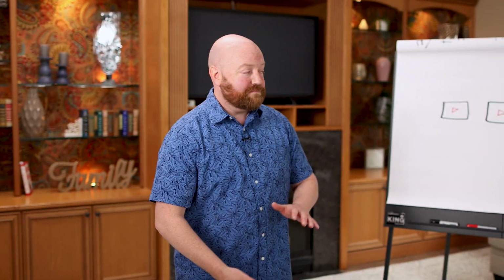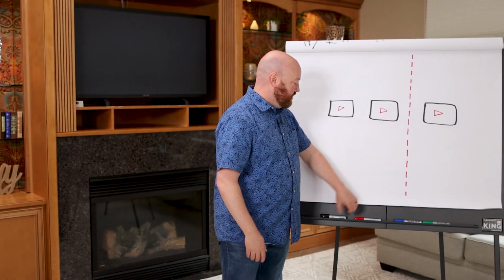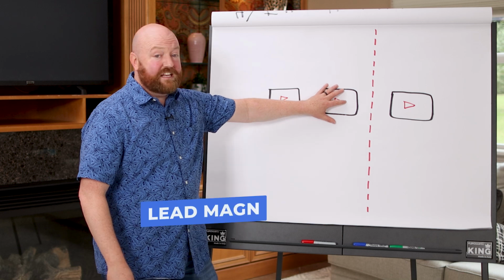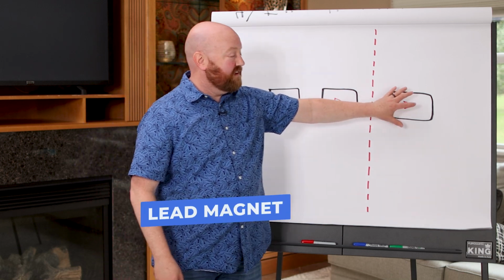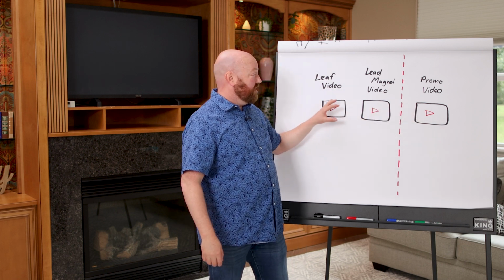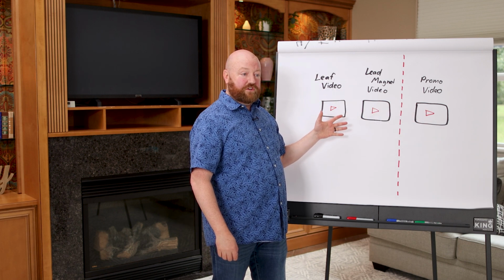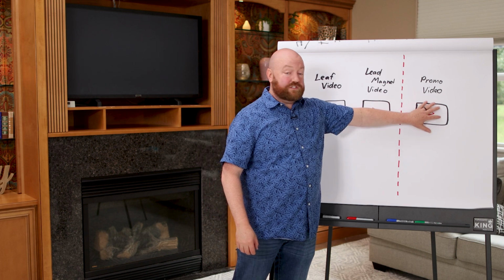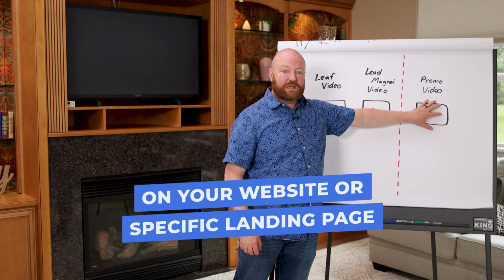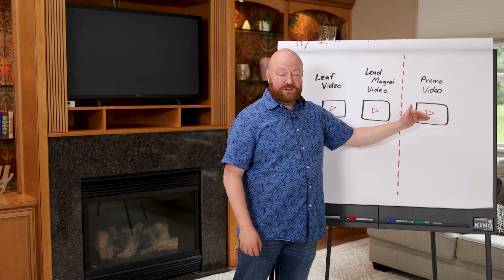All right, so let's map this out here. You see that we've got 3 different videos. This is a leaf video. This is a lead magnet video. And this is your promo video. Okay, so all 3 of these videos can be hosted or can reside on YouTube, but people don't watch this video on YouTube. This video is going to be on your website or on a specific landing page, and it's going to be unlisted, okay?